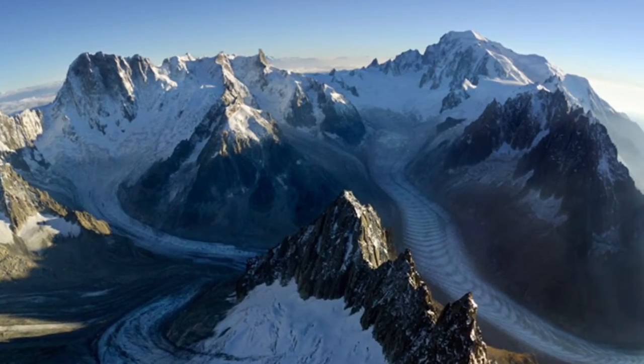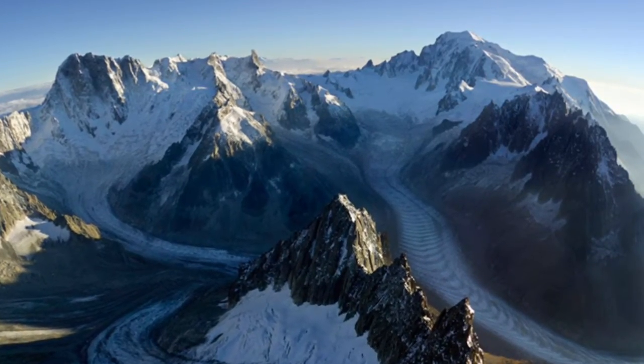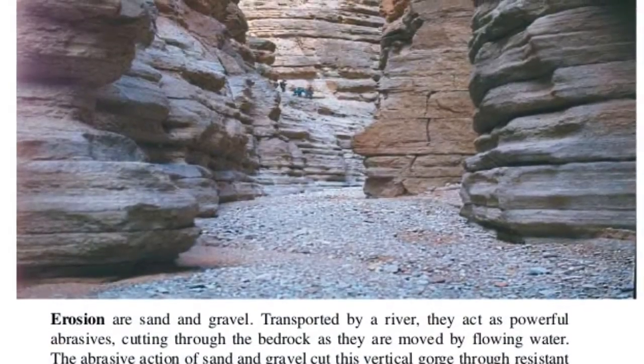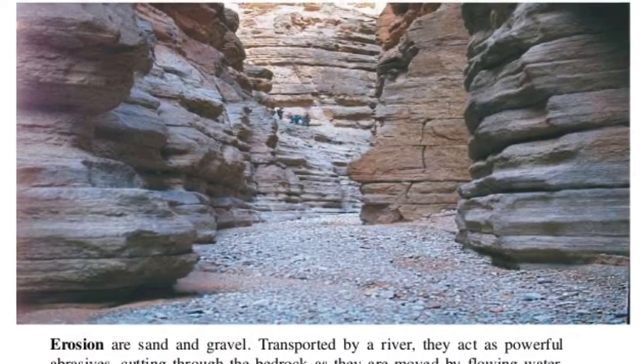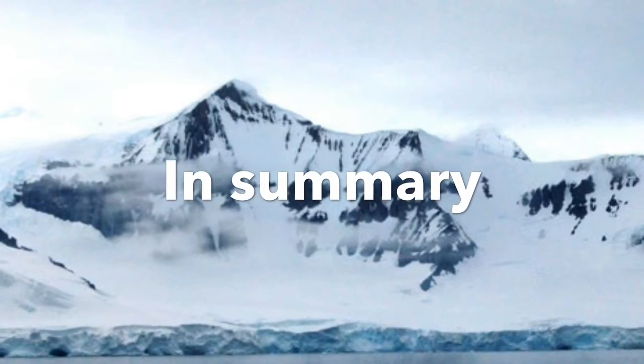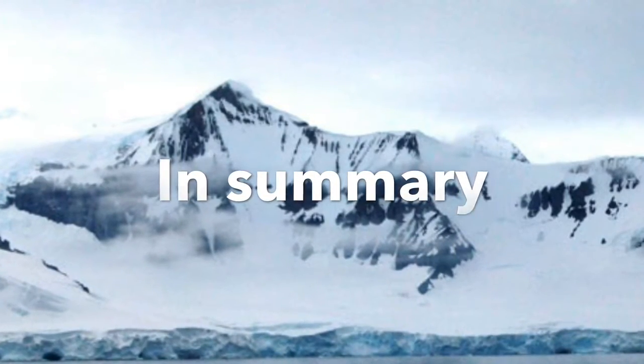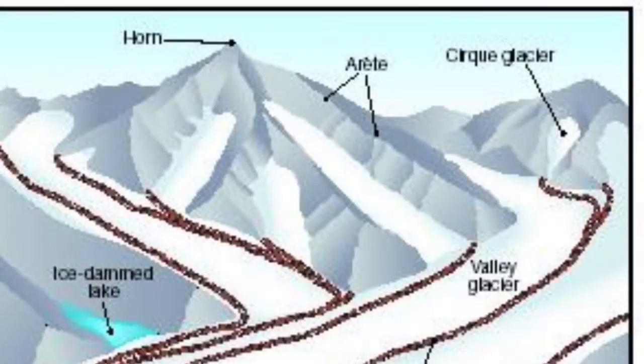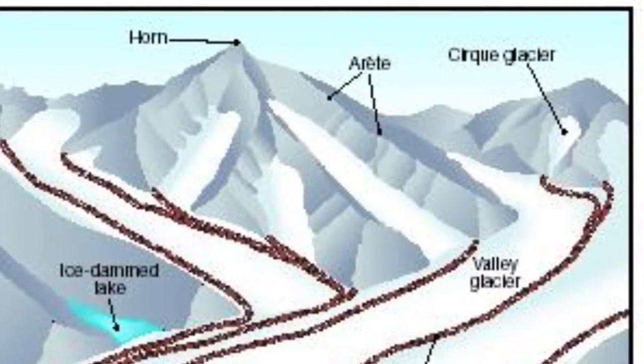In summary, glaciers are an enormous mass of fallen snow. They create U-shaped valleys, hanging valleys, arrayed cirques, and horns. These landforms are created in alpine glaciers. We hope that you learned about glaciers.